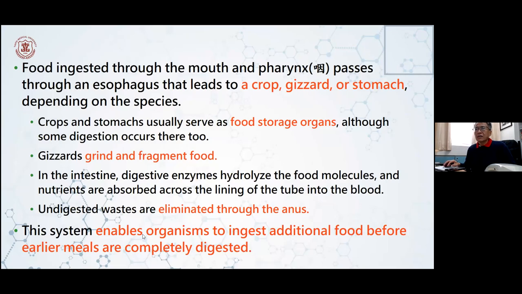So the system enables the organism to ingest additional food before an earlier meal has completed digestion. So we have the long digestive organ. When the food goes from the mouth into the stomach and into the intestine, even if the food has not completed digestion, we can take in more food. So the digestive system enables the animals to ingest additional food before the earlier food is completely digested. This is the important function of the digestive system.